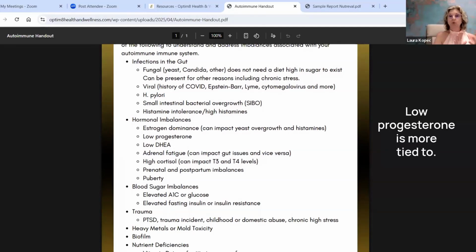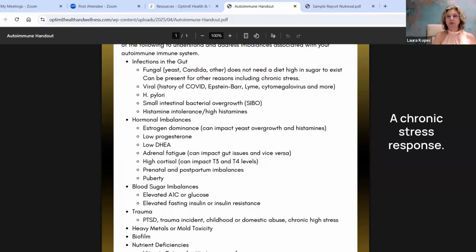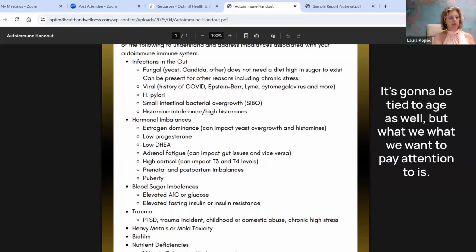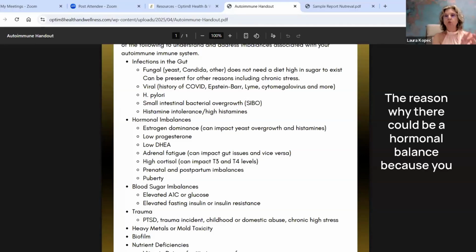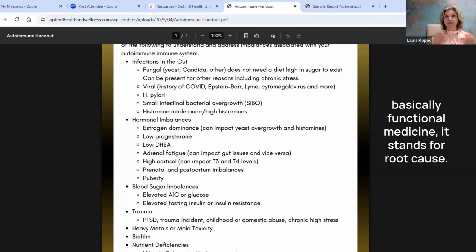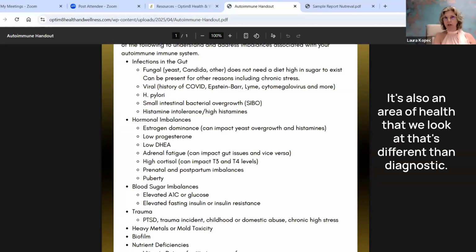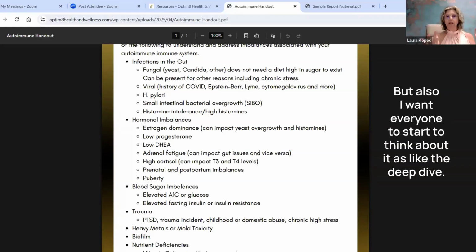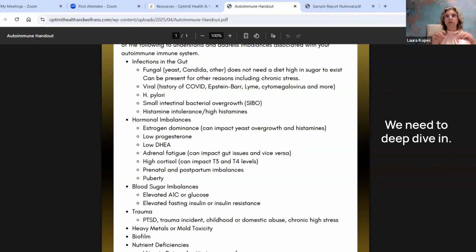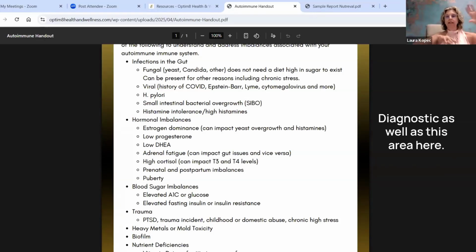Low progesterone is more tied to a chronic stress response. It's going to be tied to age as well, but what we want to pay attention to is the reason why there could be a hormonal imbalance, because functional medicine stands for root cause. It's also an area of health that we look at that's different than diagnostic, but also I want everyone to start to think about it as like the deep dive. We need to deep dive in diagnostic as well as this area here, functional.